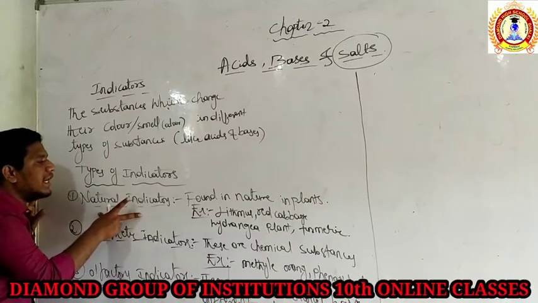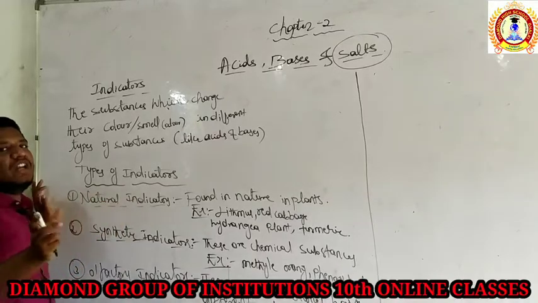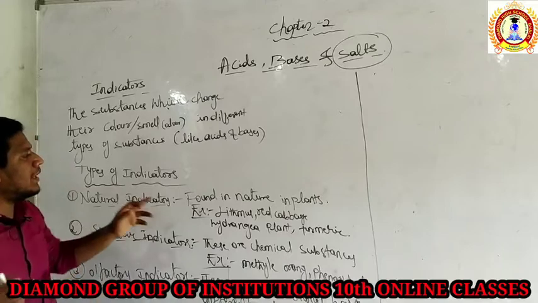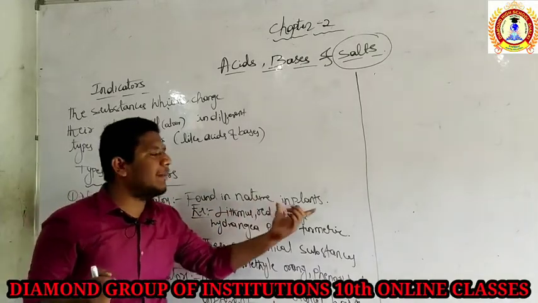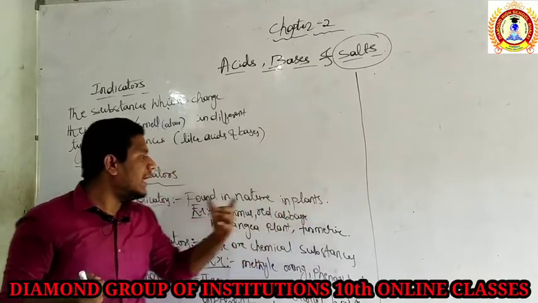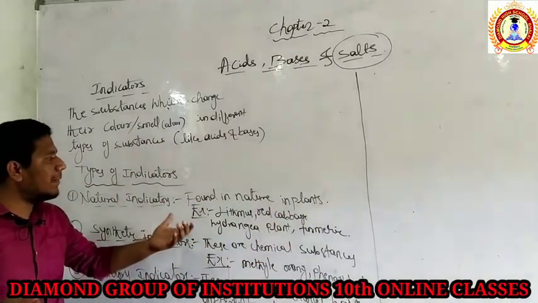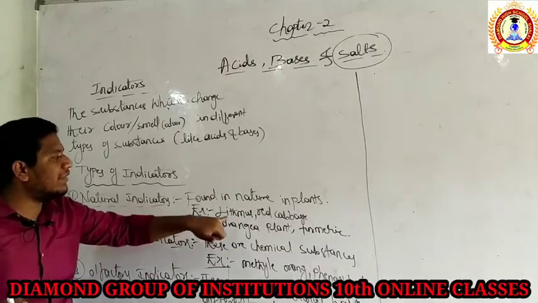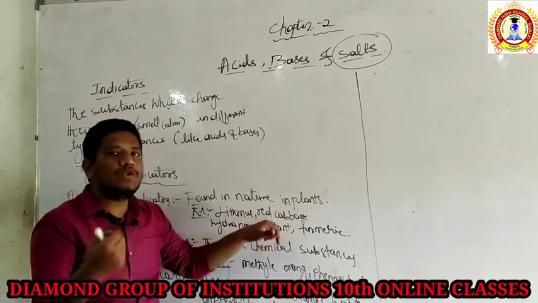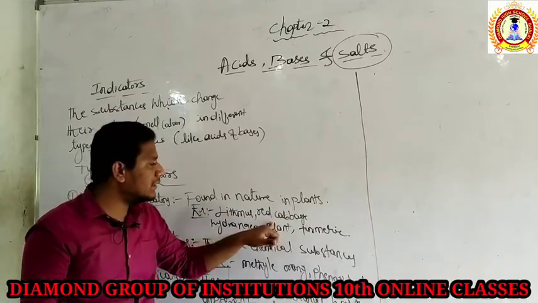The natural indicators are nothing but naturally occurring substances. They are found in nature and in the plants. They are taken from the plants, and we can give examples of natural indicators such as litmus paper and red cabbage. The red cabbage leaves are used as an indicator, right?